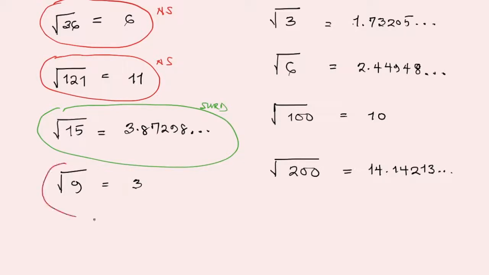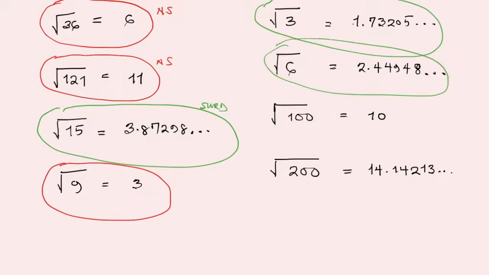Now the square root of 9 is 3, not a surd. The square root of 3 is 1.732, so this is definitely a surd. Square root of 6, that's a surd. Square root of 100 is 10. This is a rational number. It can be expressed as a fraction. So this is not a surd.